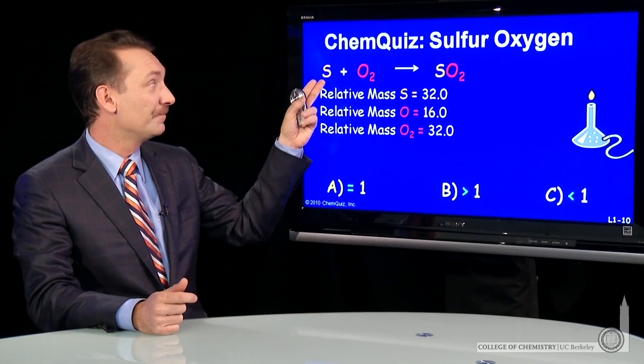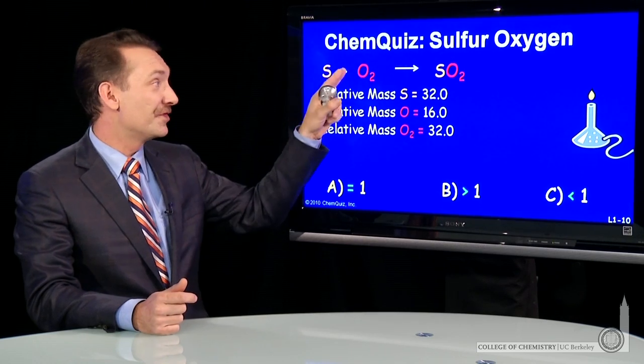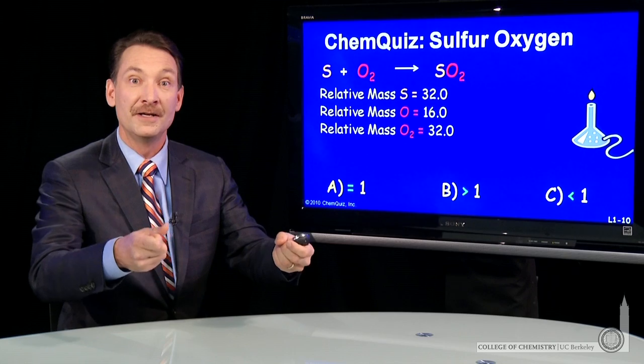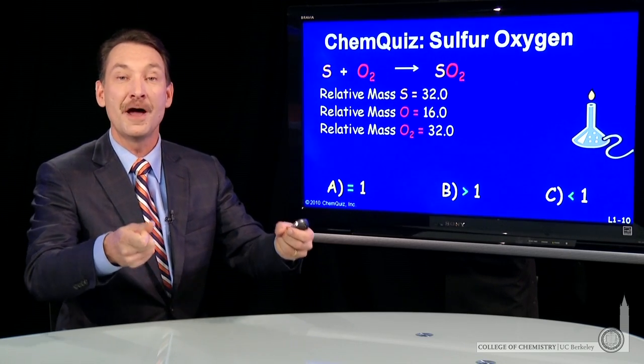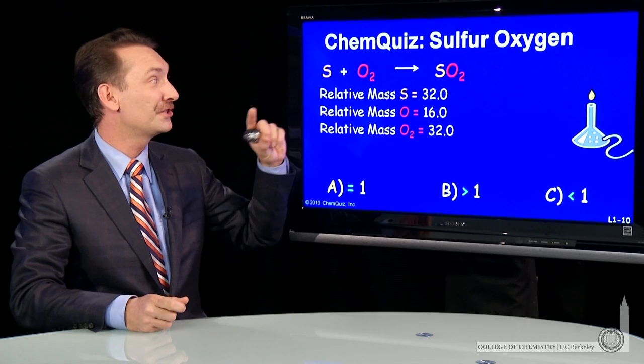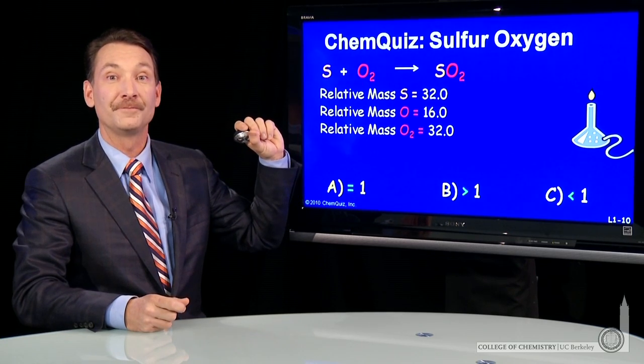That means if you took 32 grams of sulfur and 32 grams of oxygen molecules, they'd have the same number, 6.02 times 10 to the 23rd particles, and they'd react 1 to 1. There'd be sufficient oxygen to react with all the sulfur.